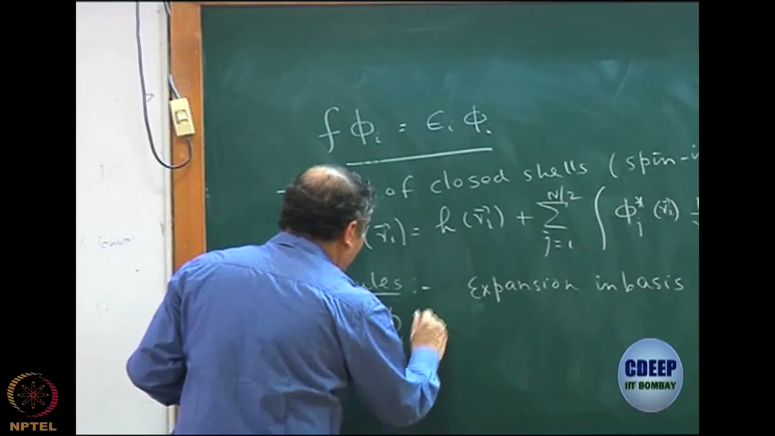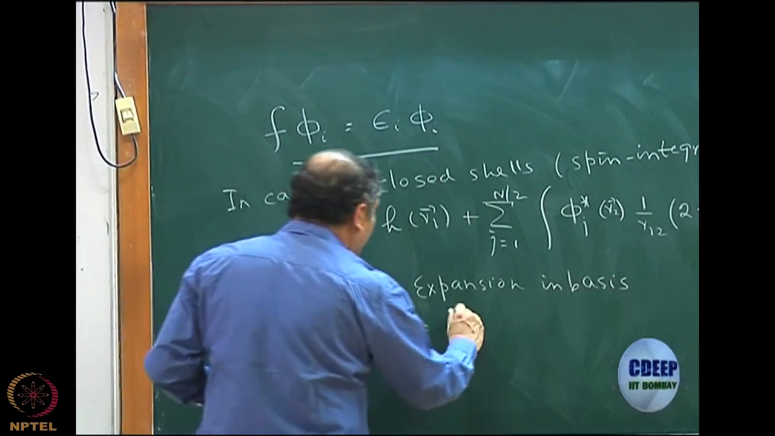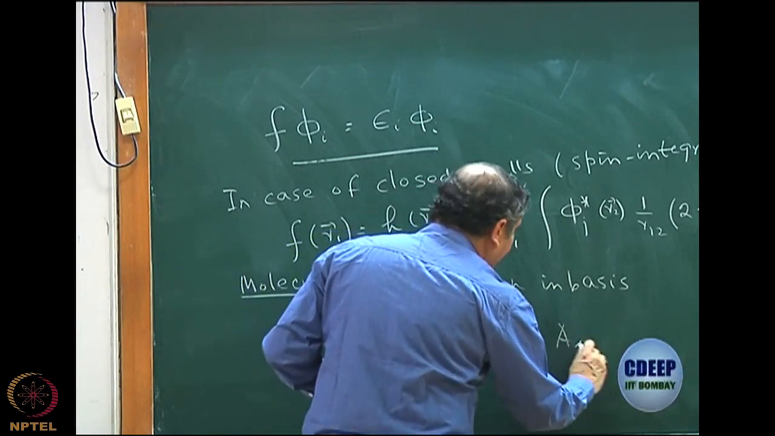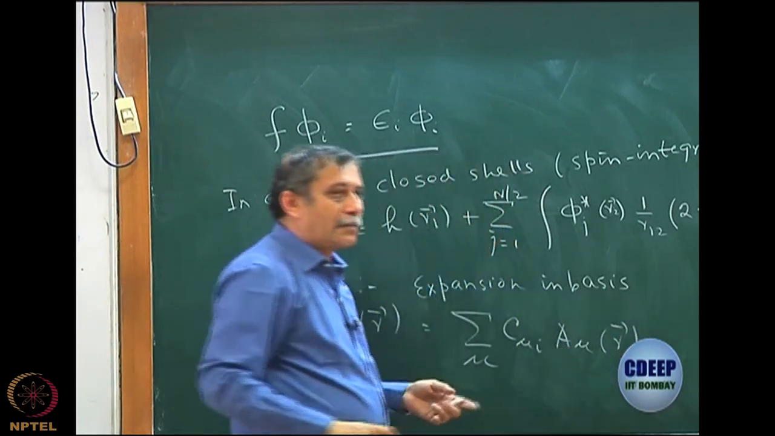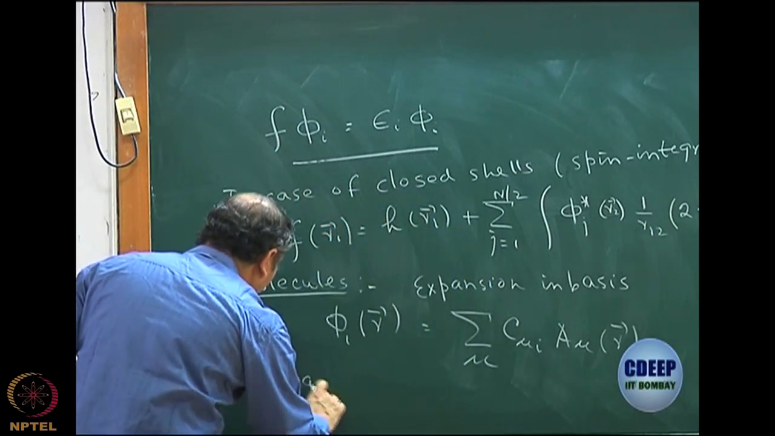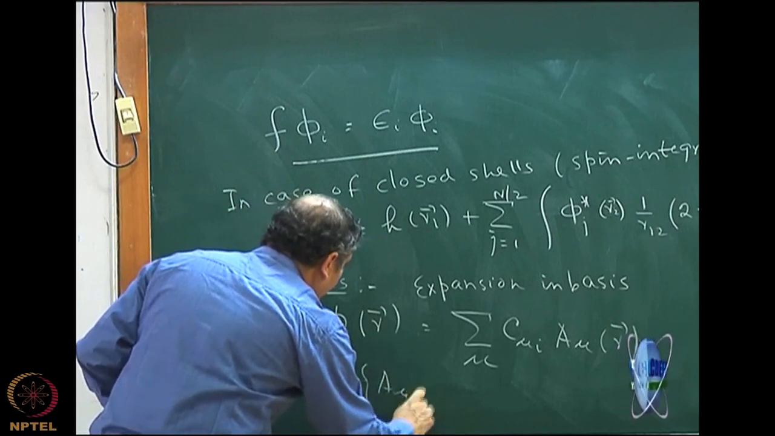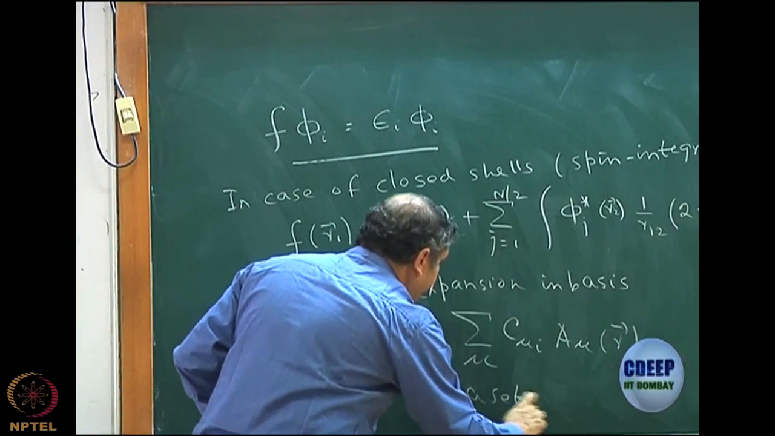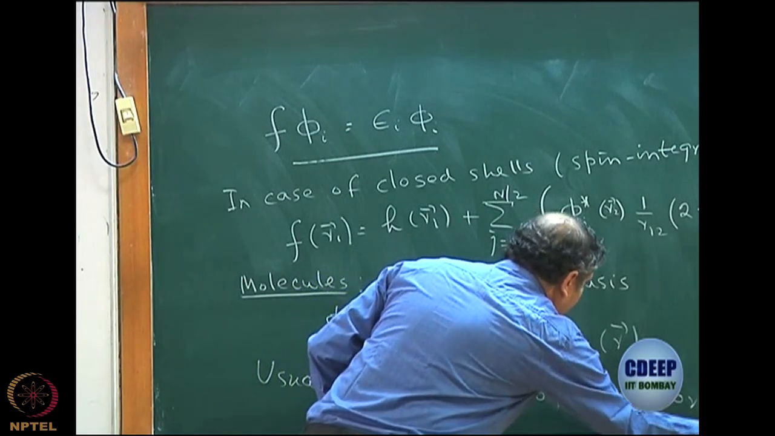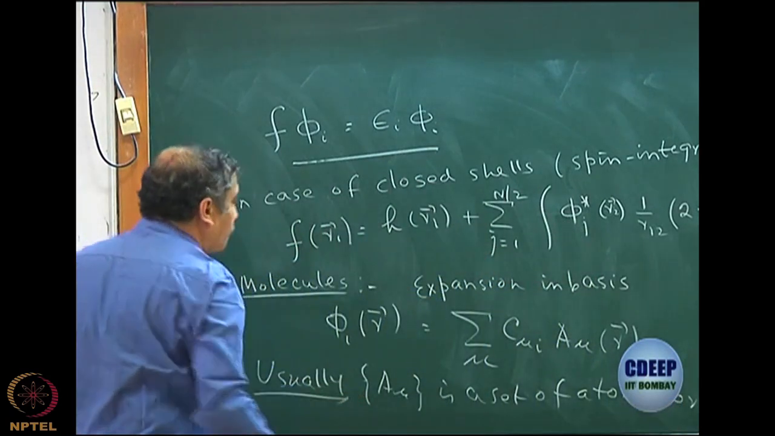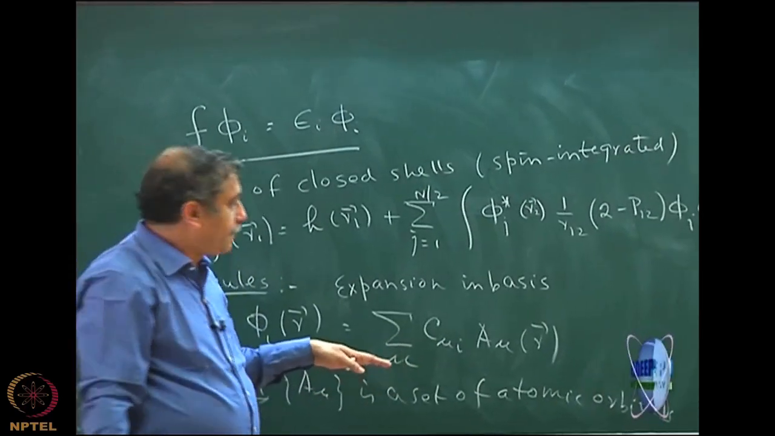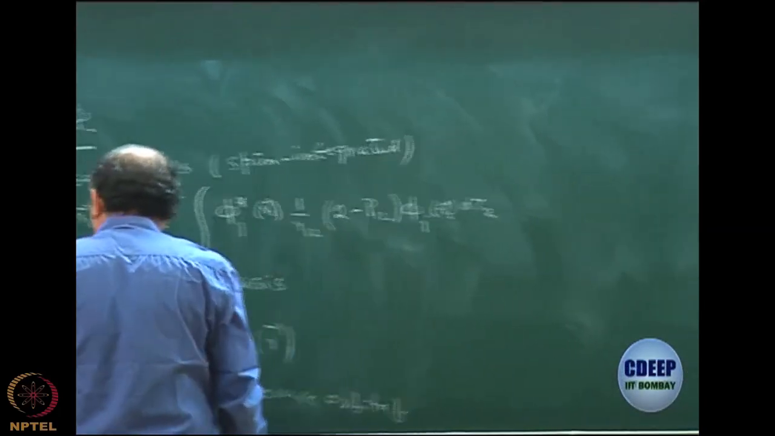So we can now write phi i of r, or r1, it does not matter, it is a dummy variable, as the sum over mu of c mu i times a basis, which is usually a basis of atomic orbitals, but it need not be. So usually the basis is of atomic orbitals. The set A mu is a set of atomic orbitals. But note that this is only usually; mathematically of course it can be any complete set. But of course chemistry dictates that if you have a set of atomic orbitals, this becomes convergent.